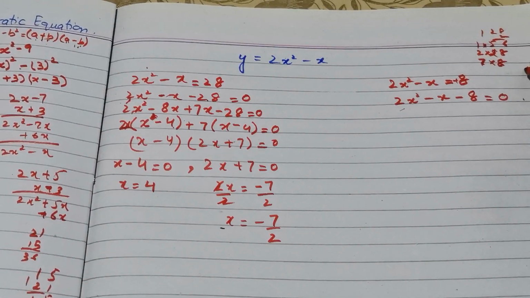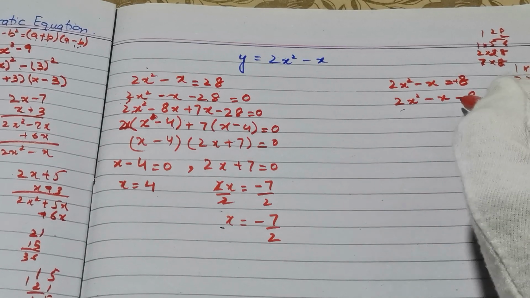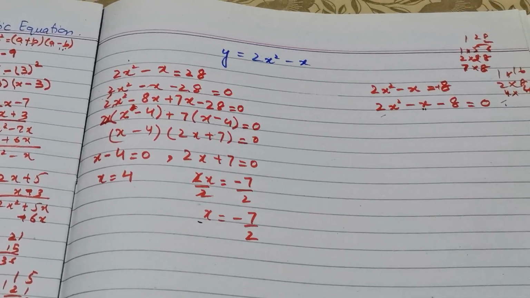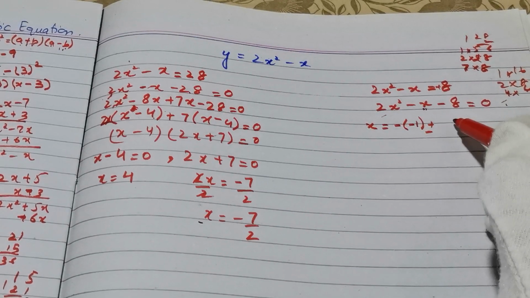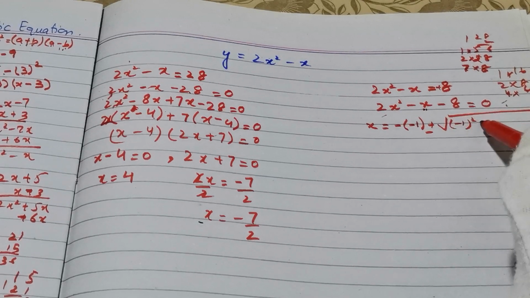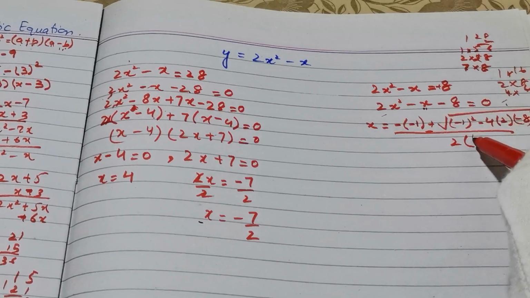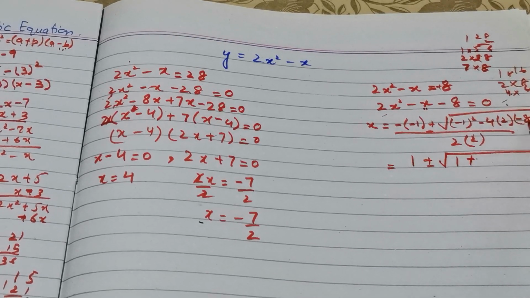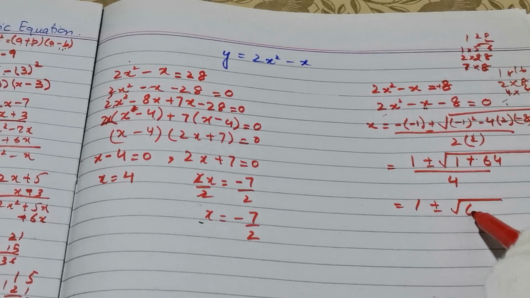Now 8 2s are 16, and 4 4s are 16. So there is no factor of 1, so we will apply the quadratic formula. x is equal to minus b, b is minus 1, plus minus under root b square, b is minus 1 square, minus 4, a is 2, c is minus 8, 2 into a is 4. 1 plus minus under root 1 plus 4 2s are 8, 8 8s are 64, 2 2s are 4. 1 plus minus under root 65 divided by 4.